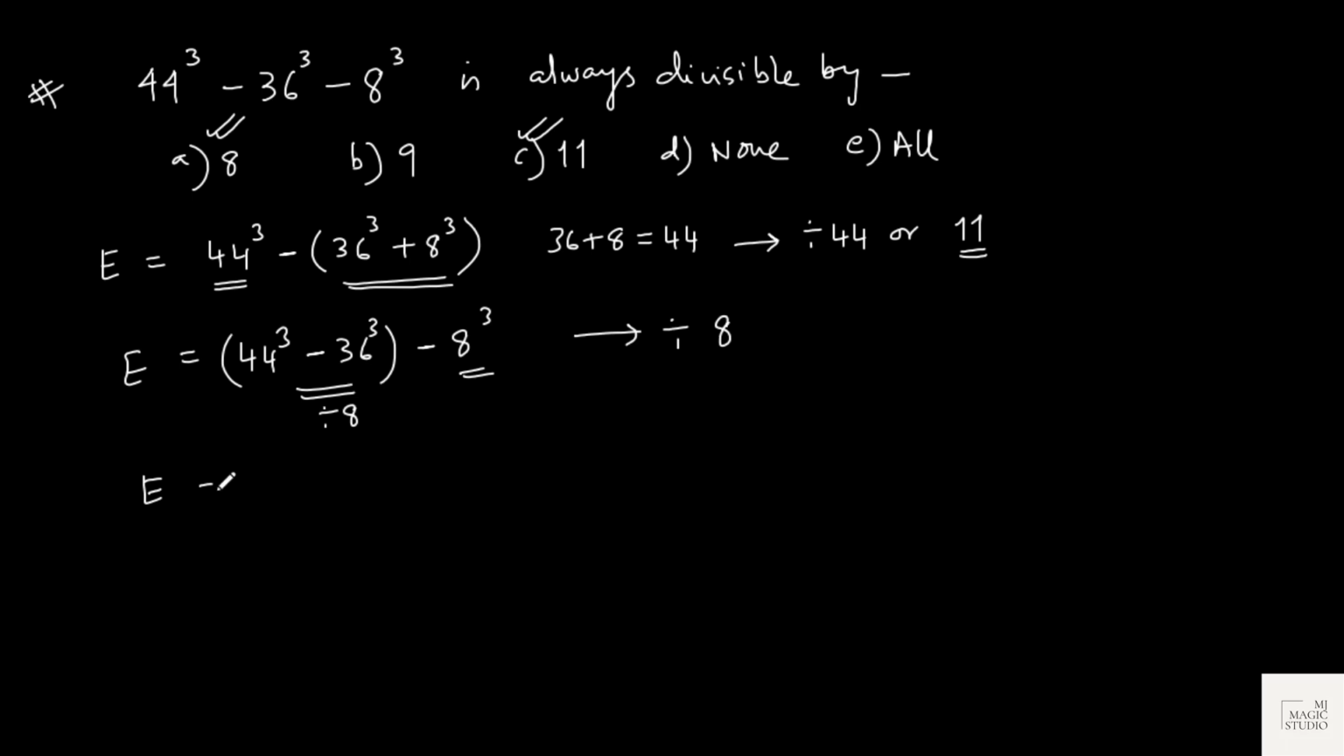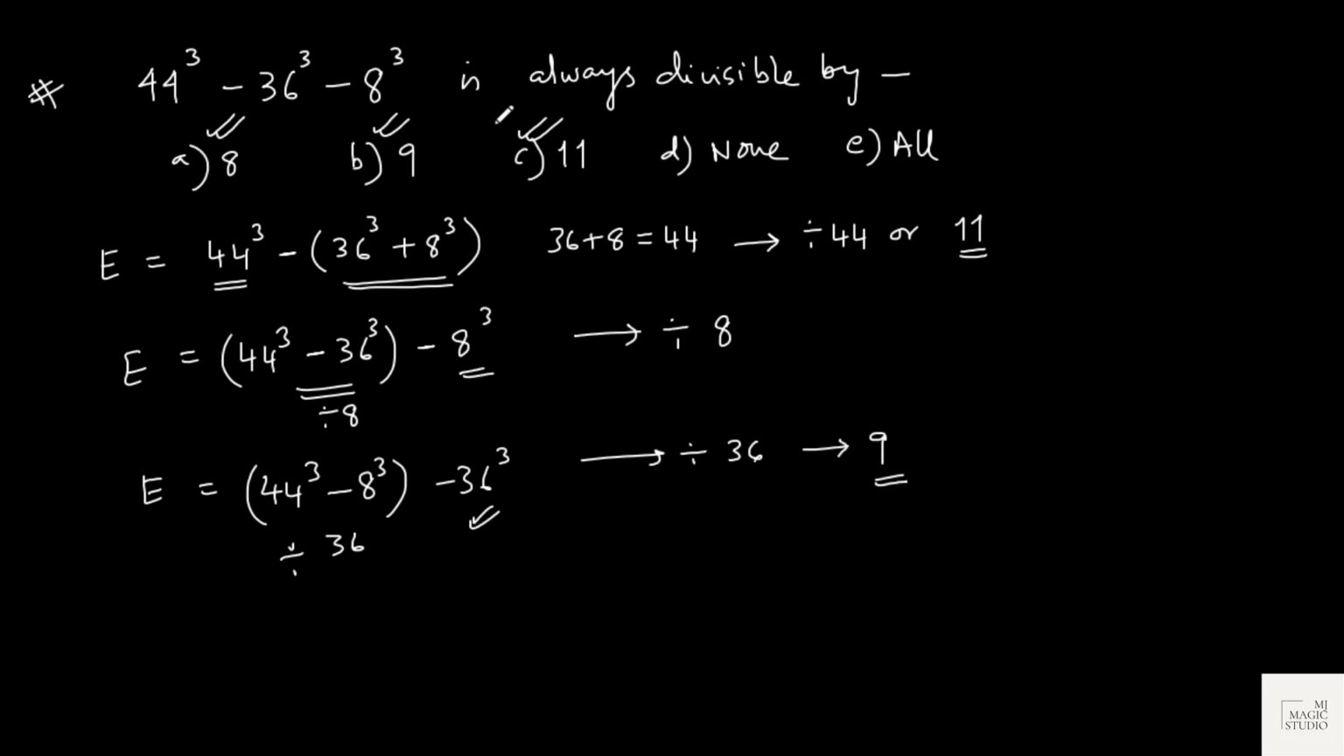Now can I write this expression as 44 cube minus 8 cube taken together minus 36 cube. A cube minus b cube is divisible by a minus b. 44 minus 8 is 36. It is divisible by 36 and this is 36 whole cube. This entire expression is divisible by 36 or factors of 36, which includes 9.